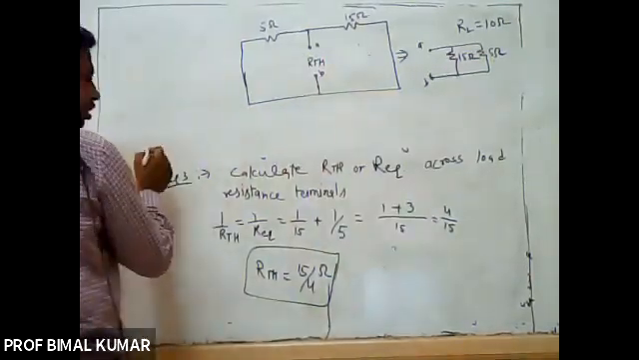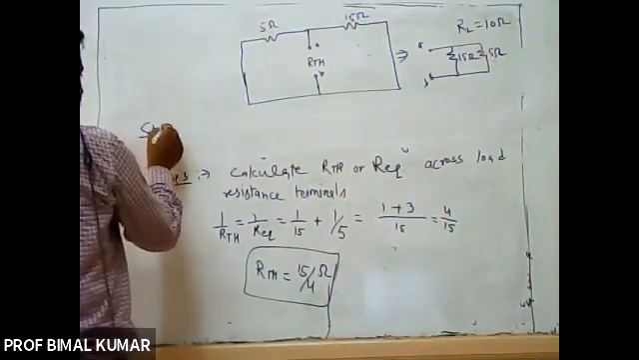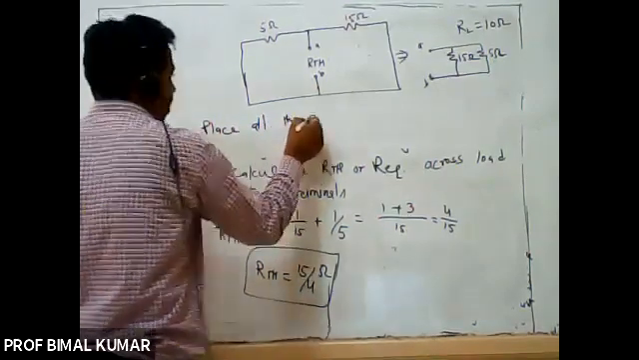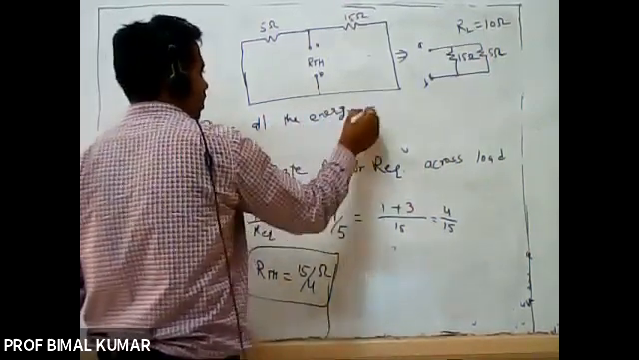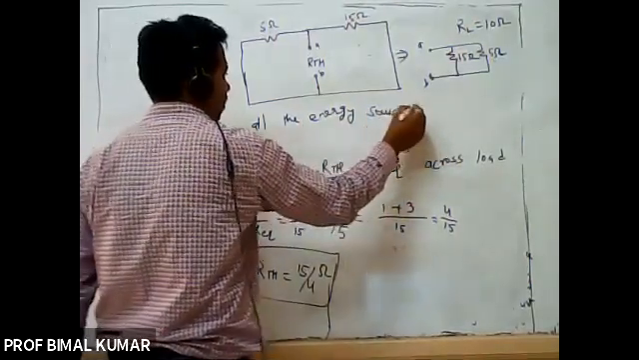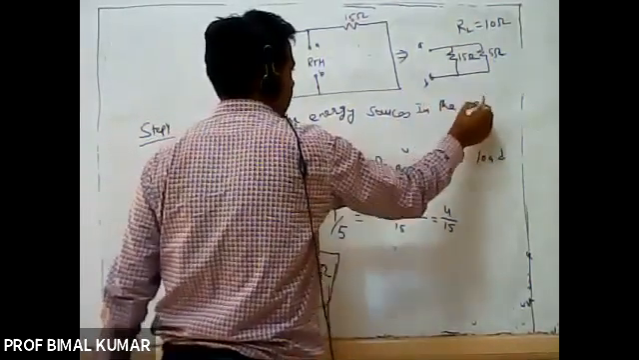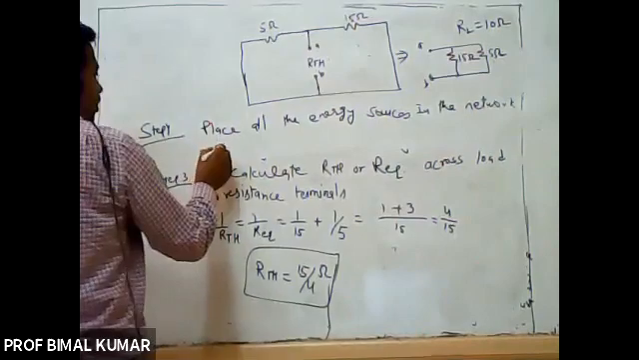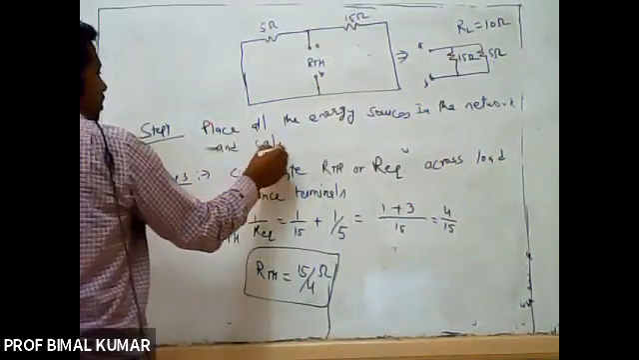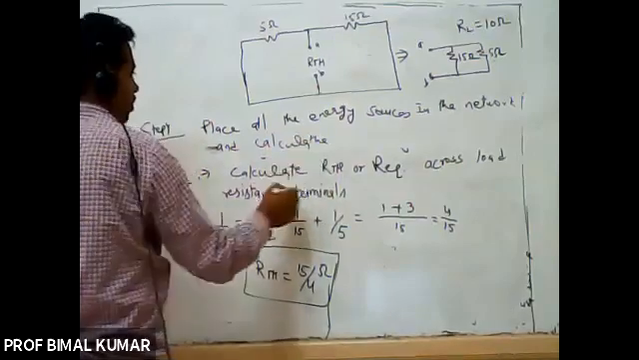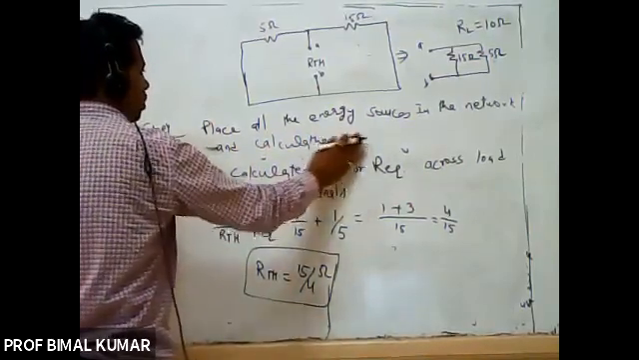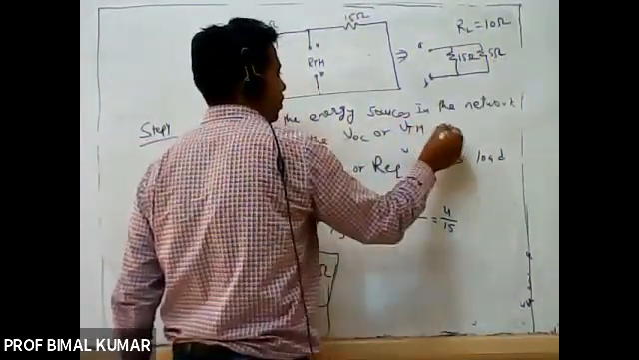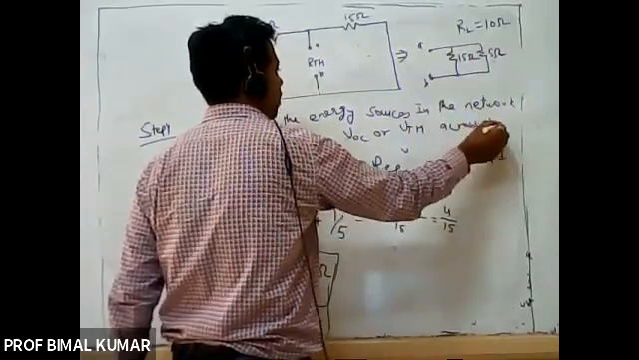Step 4. Place all the energy sources in the network and calculate VOC or VTH across load resistance terminals.